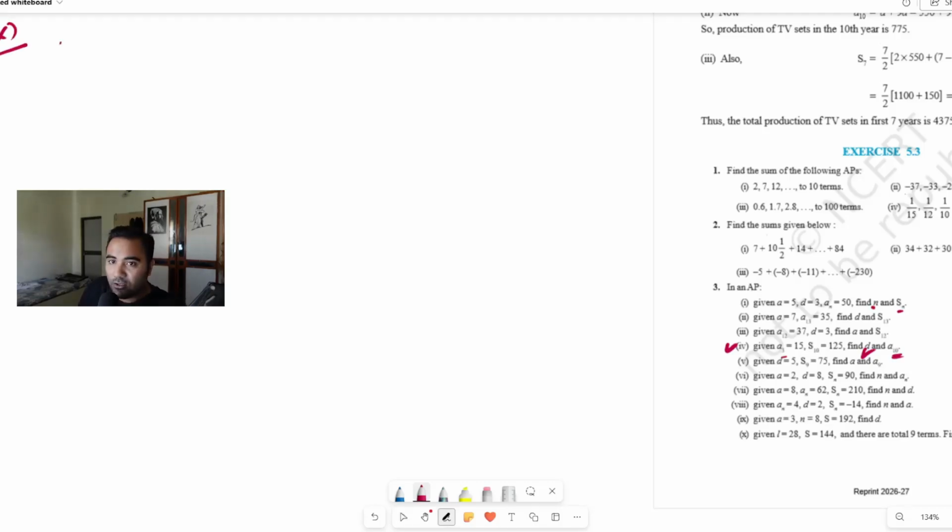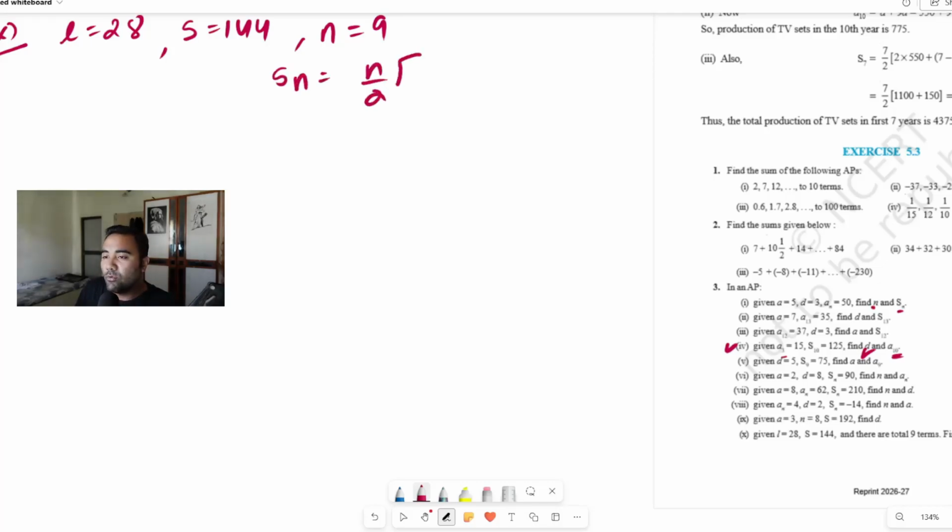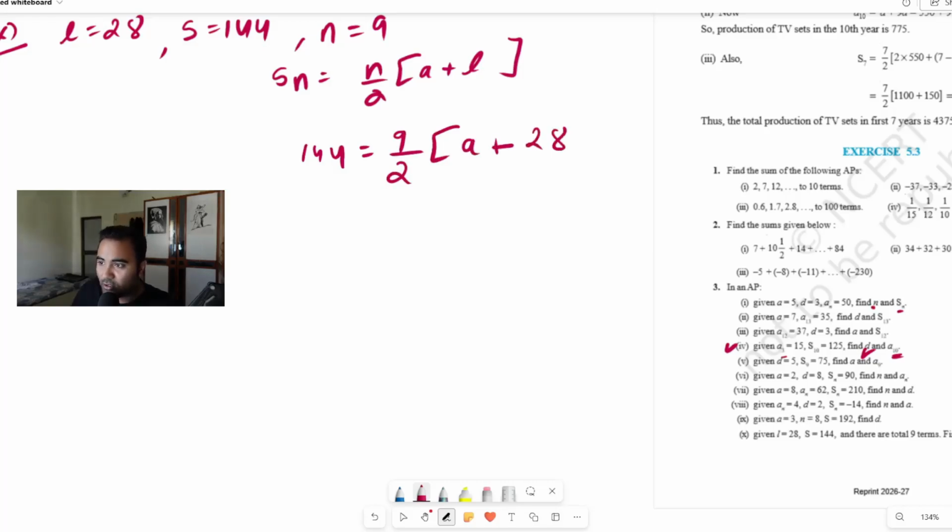Let's see. This time the last term is equal to 28. The sum is given as 144. And there are a total of 9 terms, n is equal to 9. Find a. This should be fairly easy for you because there is a direct formula for this. Sn is equal to n upon 2, (a plus l). So we know the sum 144 is equal to 9 upon 2. We don't know a, but we know the last term, that is 28. Fairly simple.